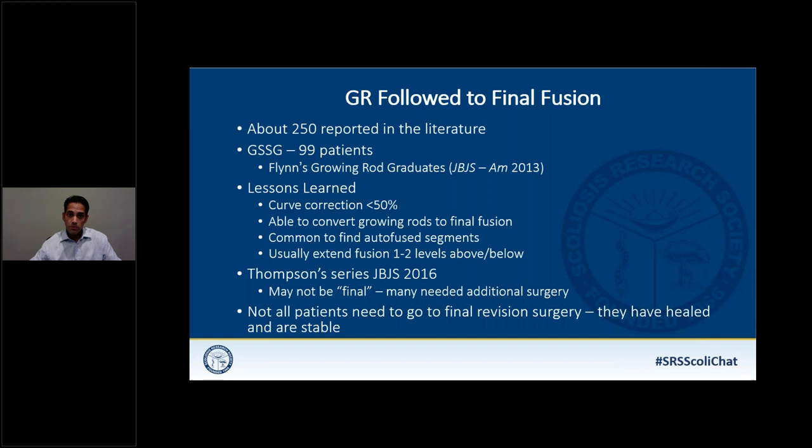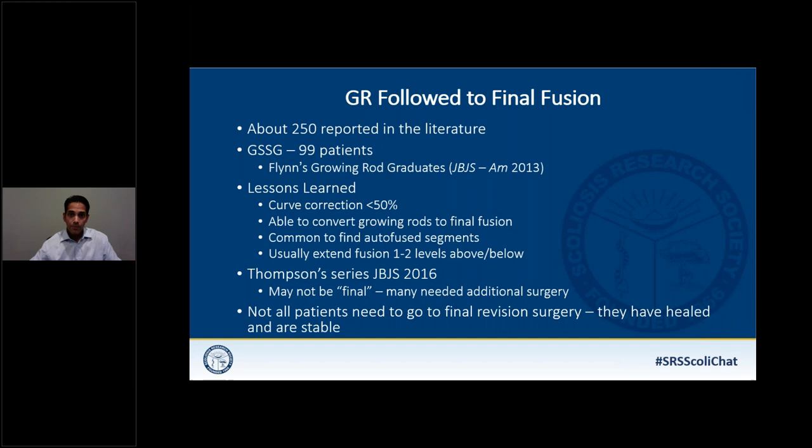The surgery is able to be done, but the curve correction sometimes is modest. They do lose some blood, and we typically have to extend the instrumentation above and below one or two levels to just obtain control. And a recent series showed that this may not be the final surgery. Many of these patients needed another surgery later on in that follow-up period to revise something that didn't go quite right or later became a problem. So the road's not over at the final fusion. We have to continue to follow our patients over the long term, learn from them, and get better and better.